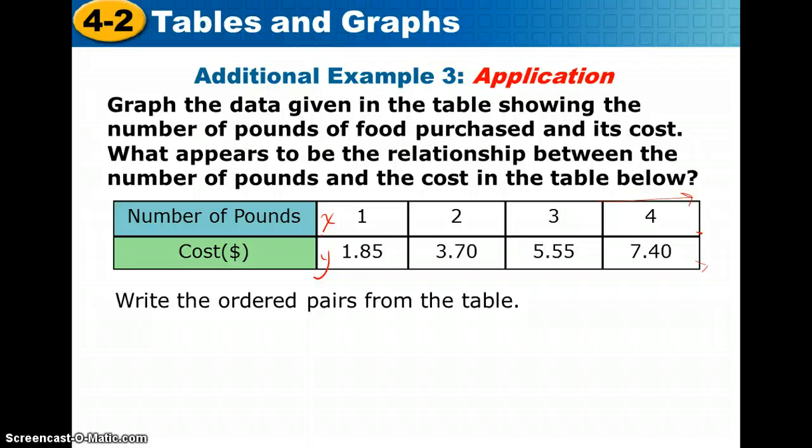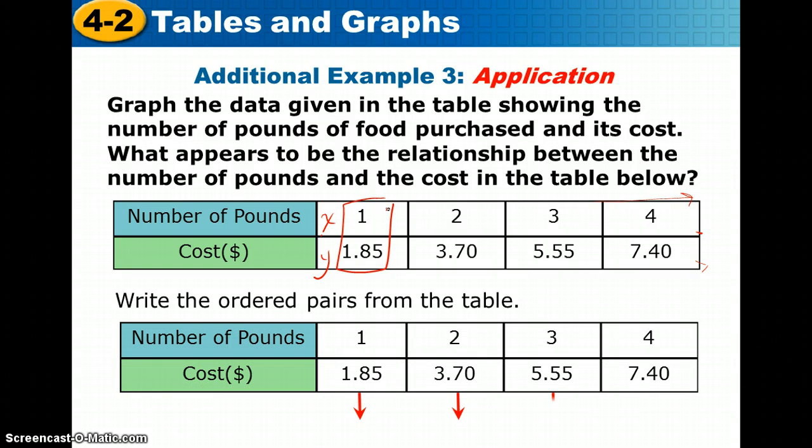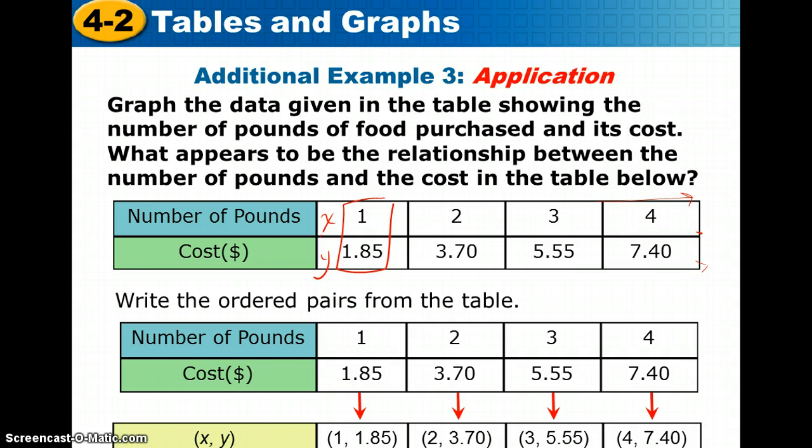So if I write ordered pairs from the table, it will be (1, $1.85), (2, 3.70), (3, 5.55), and (4, 7.40).